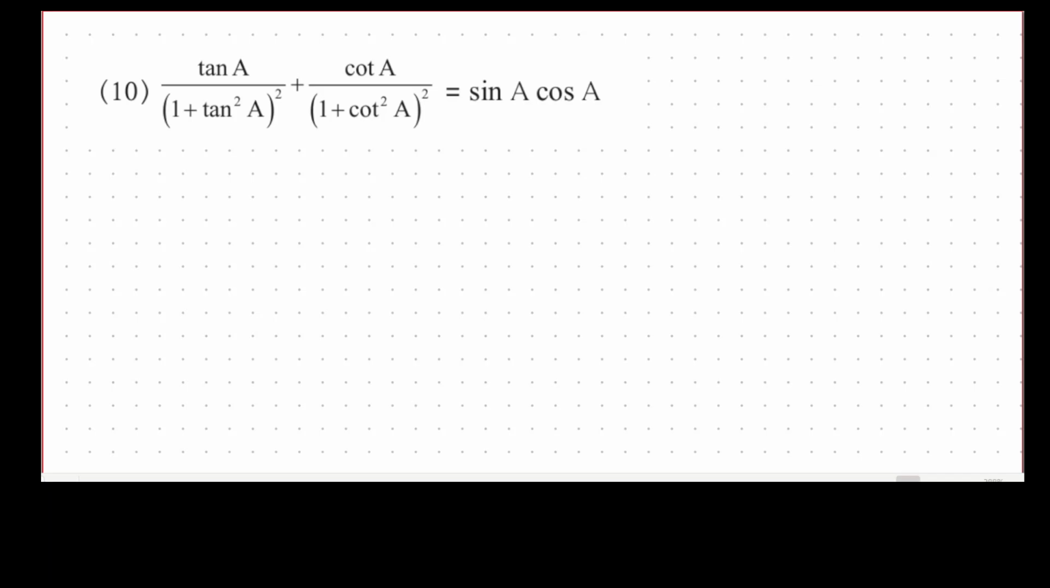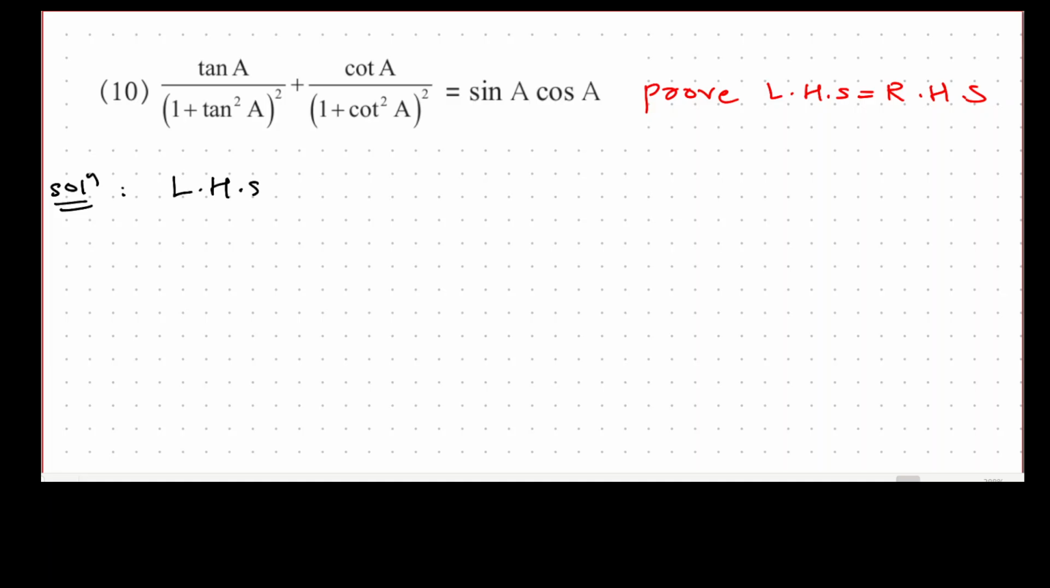So the question is: (tan a upon 1 plus tan square a) the whole square plus (cot a upon 1 plus cot square a) the whole square is equal to sin a into cos a. So we have to prove that left hand side is equal to right hand side. Okay, so let's start. Let's write down the left hand side first.